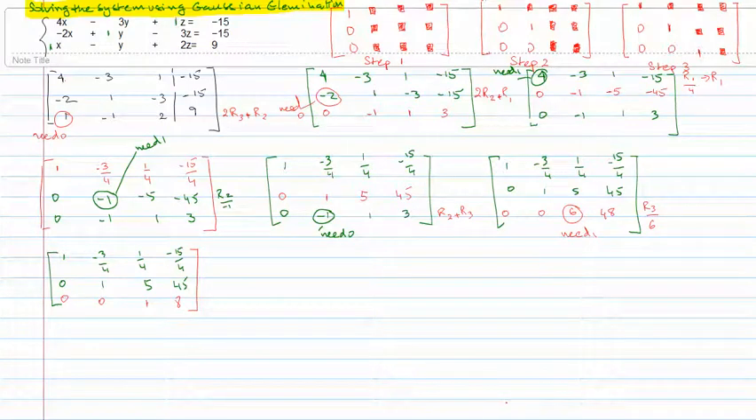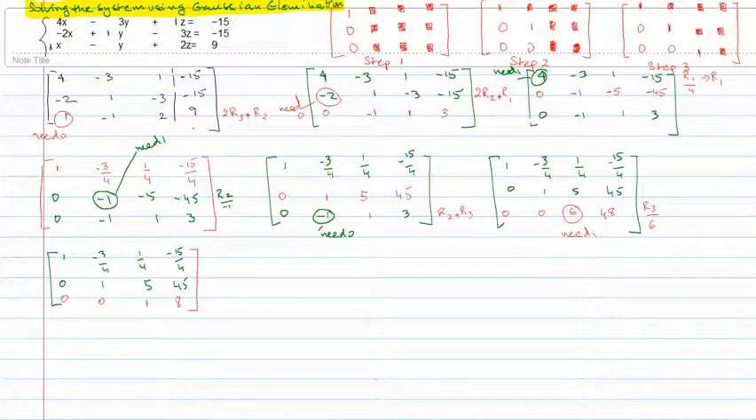Hello, in this video I will be solving a system of equations using Gaussian elimination. The system we have here is 4x minus 3y plus 1z equals negative 15, negative 2x plus 1y minus 3z equals negative 15, and 1x minus y plus 2z equals 9. Here we are rewriting all the coefficients as an augmented matrix.